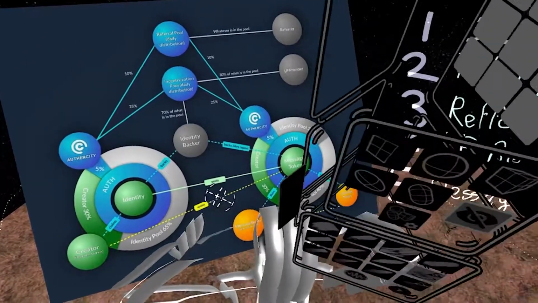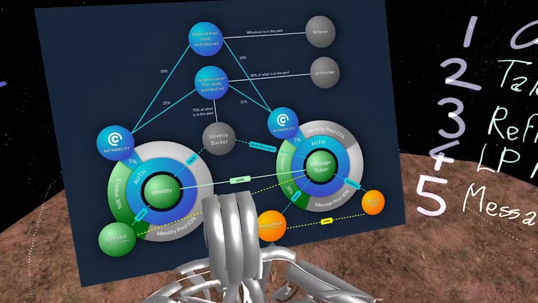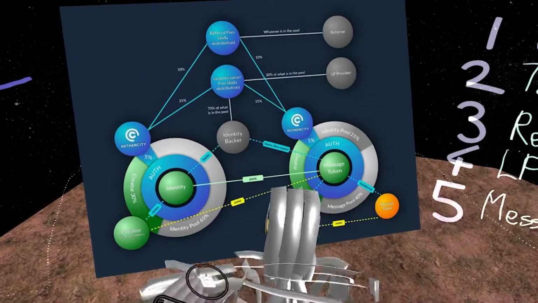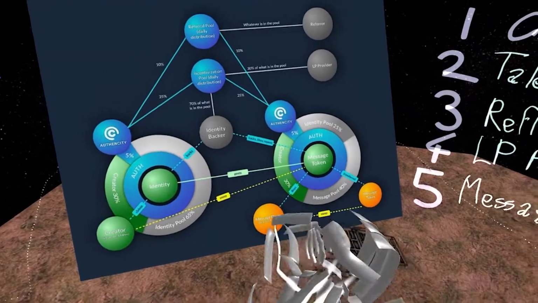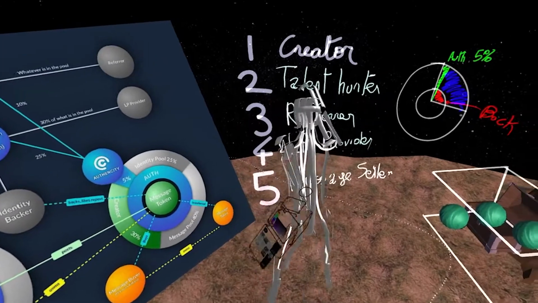And I'm going to explain exactly how this works and the different ways that you can make money if you want to participate in this. Authenticity.io is currently in alpha, but you can get in with invite codes. The first way we can make money is by being a creator.